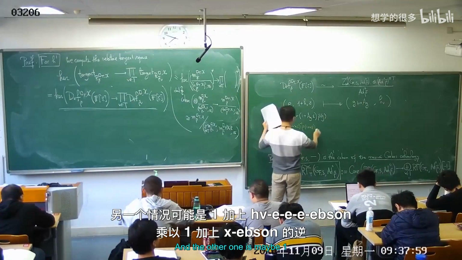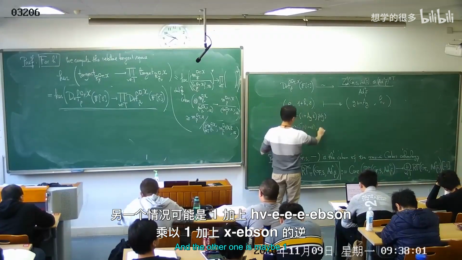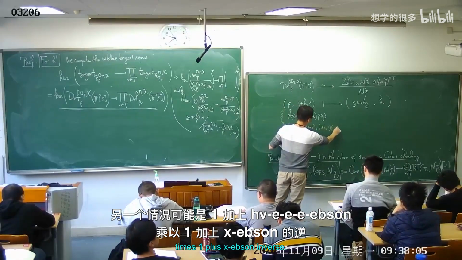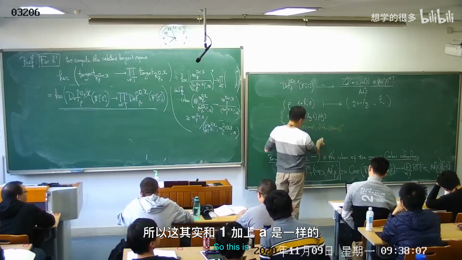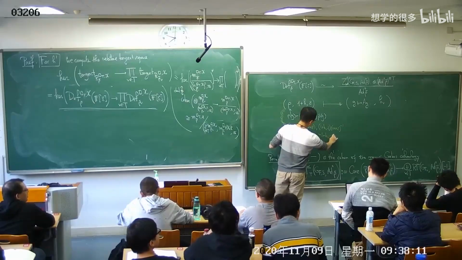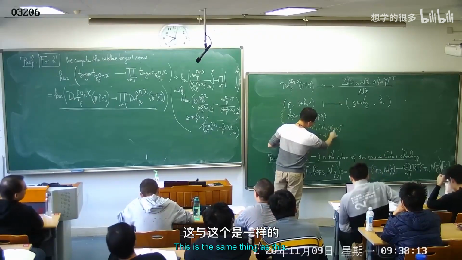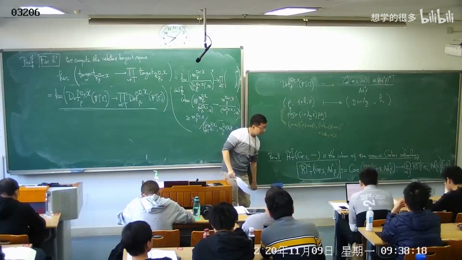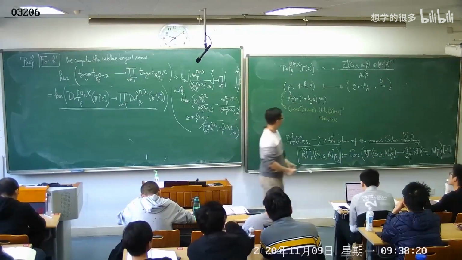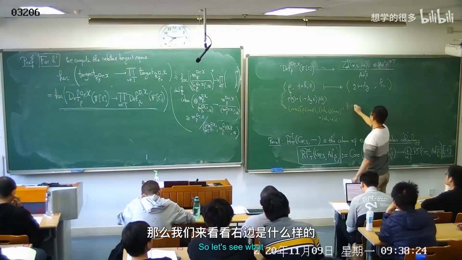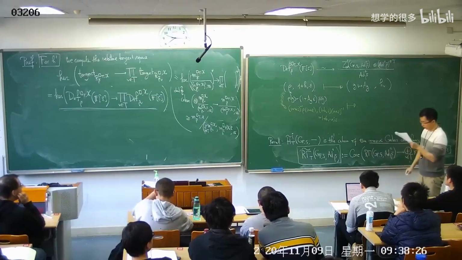And the other one is maybe 1 plus hv epsilon times 1 plus x epsilon inverse, right? But epsilon square is 0, so this is just the same thing as 1 plus a. This is just the same thing as this. Epsilon square is 0. Now these are equivalent. So let's see what it looks like on the right-hand side.